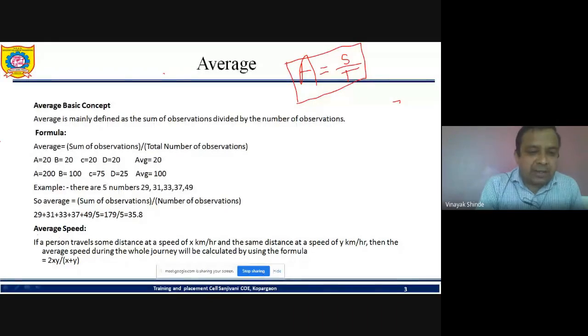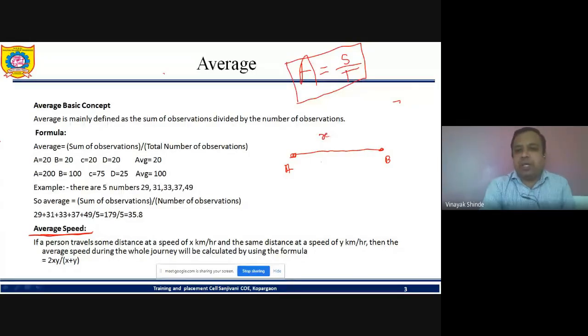Another formula I have mentioned over here is the average speed, because in many of the problem statements they are asking you the average speed. When a person is going from A to B, right? Let us consider the speed of this person is x from A to B, and from B to A, the speed is y. So what is the average speed? It is 2xy upon x plus y is the formula.